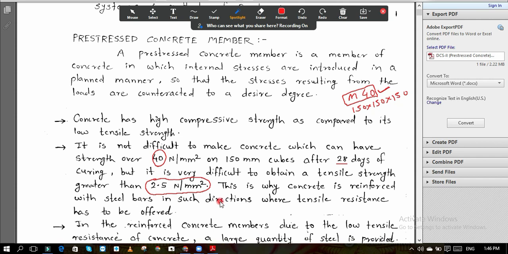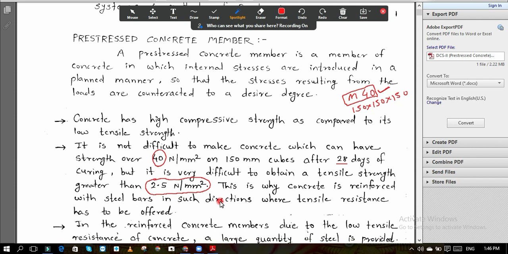But the problem with that beam is that it is very strong in compression, as it is made up of concrete. But if tensile stresses or tensile loads act on that beam at any point or any junction, then it will fail, because the concrete has a lower tensile strength, that is 2.5 Newton per mm square. So in practice also we always use the combination of steel and concrete. We know that steel is very good in taking tension and concrete is very good in taking compression.